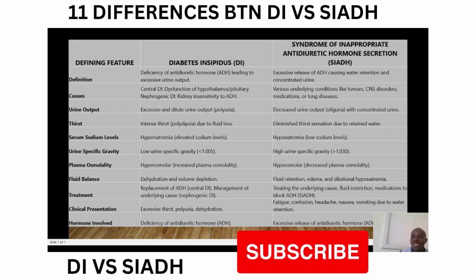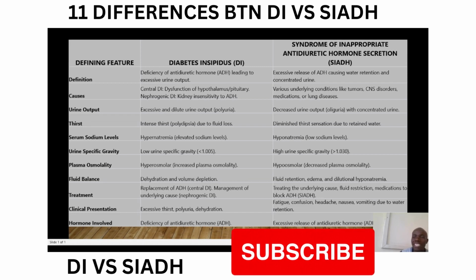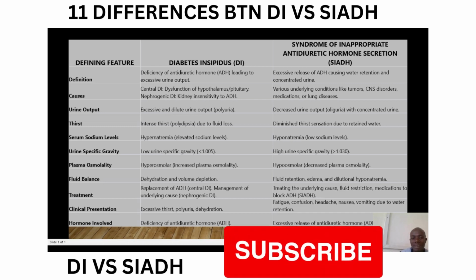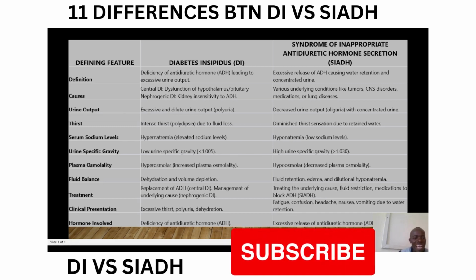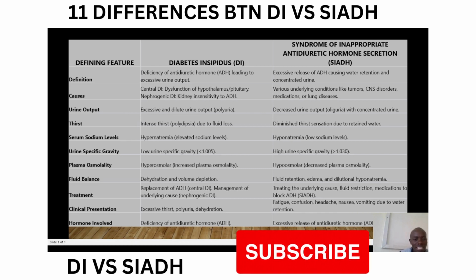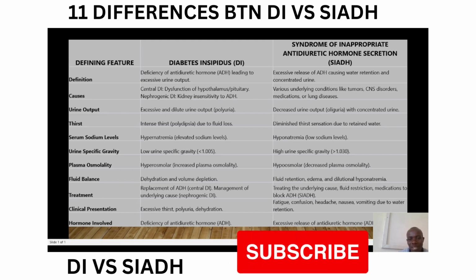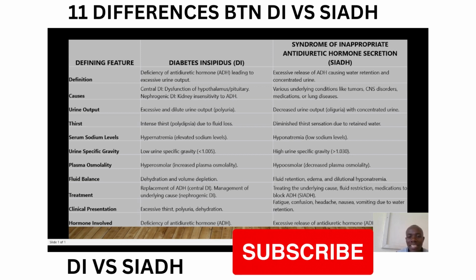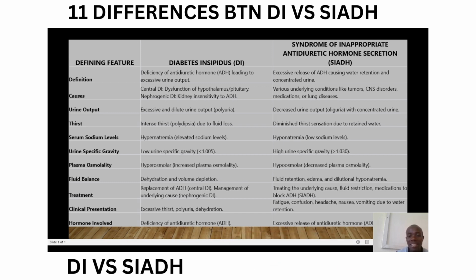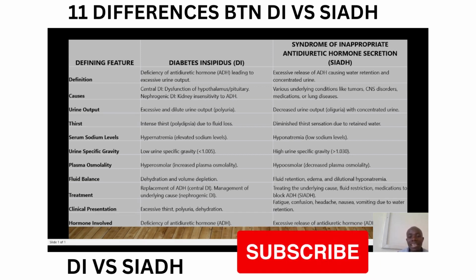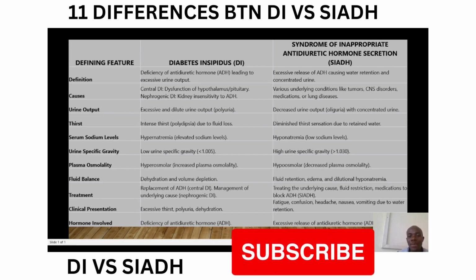Guys, we have to remember that the hormone involved in diabetes insipidus is ADH, also known as vasopressin. It is missing in action. Whereas in SIADH, we have this same hormone in excessive amounts. So we have to try and reduce its production in SIADH. Those are the 11 differences between diabetes insipidus and syndrome of inappropriate ADH secretion.